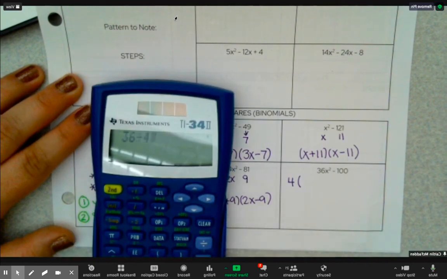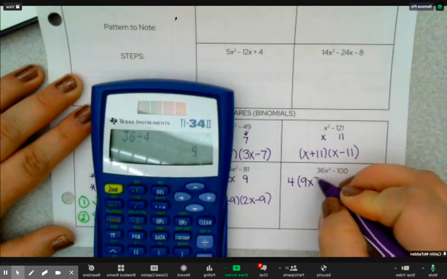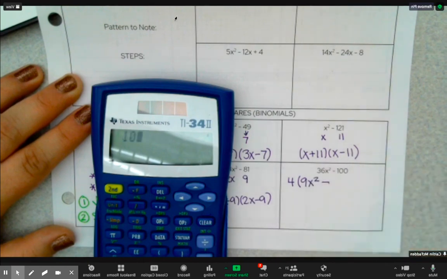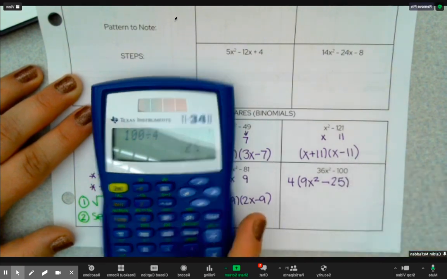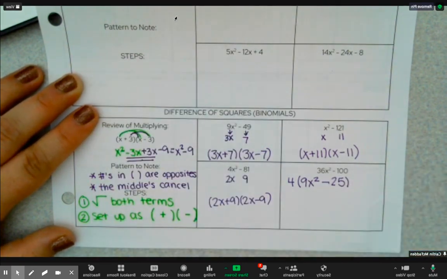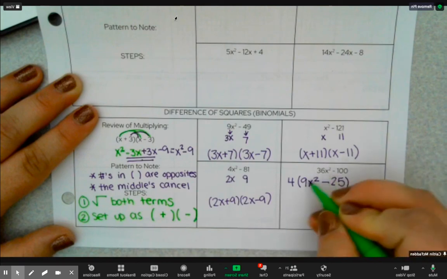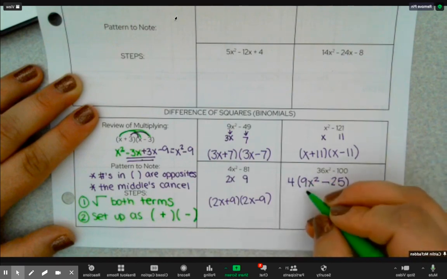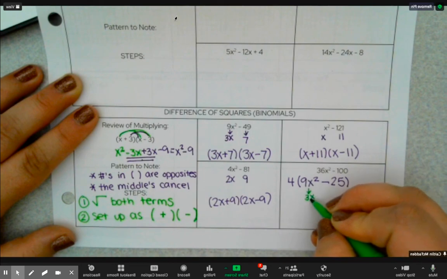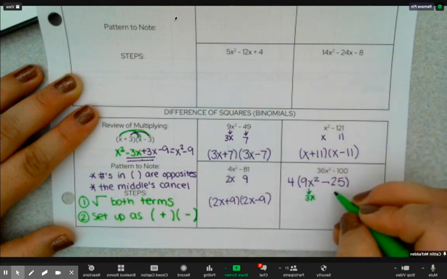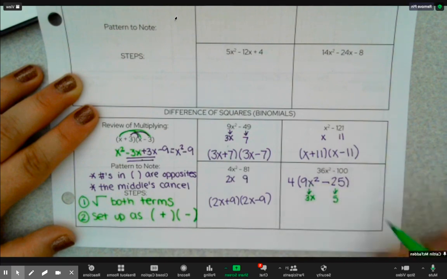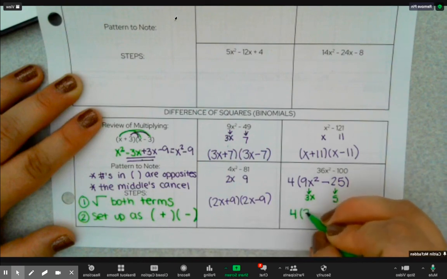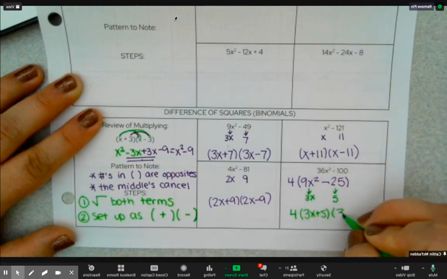36 divided by 4 is 9x squared minus 100 divided by 4 is 25. And I realize some of you know that in your head, and that's fine. Just use a calculator if you're not sure. Nothing wrong with that. Then we do the same thing with just these. We don't really worry about that 4 out there. So this one would be 3x, kind of like it was on this one. And this one would be 5, because 3 times 3 is 9, 5 times 5 is 25. So you have 3x plus 5 and 3x minus 5.